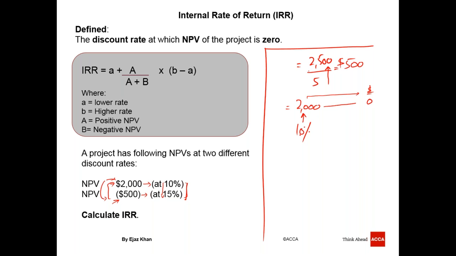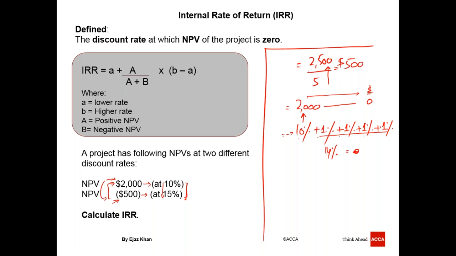So if we increase our discount rate by 1% only, the NPV will be equal to what? Just quickly, 1,500, right? And then if we increase it a further 1%, it will be reduced to 1,000. If we increase a further 1%, it will be equal to 500. And if we increase it a further 1%, it will be equal to 0. So 10 plus 1 plus 1 plus 1 plus 1 will be 14%. So it means at 14% cost of capital or discount rate, the NPV will be 0. So we have to increase our current discount rate of 10% by 4 percentage points.